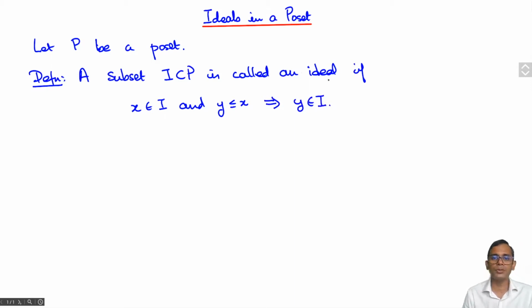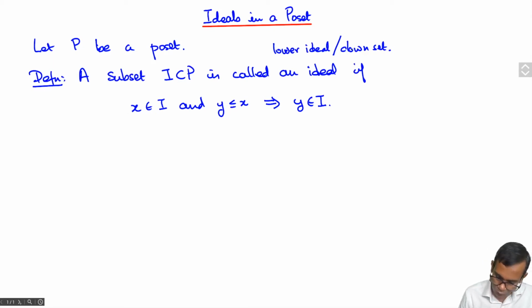Now, I've just used the term ideal. Sometimes this is called a lower ideal, and sometimes it's called a down set. So you can imagine that we could also have defined it the other way around. An upper ideal is a subset I in P, such that if X is in I and X is less than or equal to Y, then Y is in I. Okay, but we'll just be using lower ideals for the most part in this course.